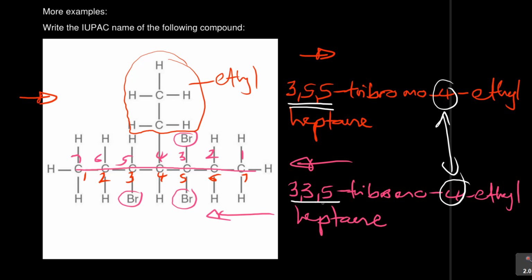3,5,5 and 3,3,5. Add here: 5 plus 5, 10. 10 plus 3 is 13. Add here: 3 plus 3, 6. 6 plus 5 is 11. Which one is the least numbering? There we go. That becomes the answer. You always want to find the lowest numbering possible. So the answer there becomes this one.